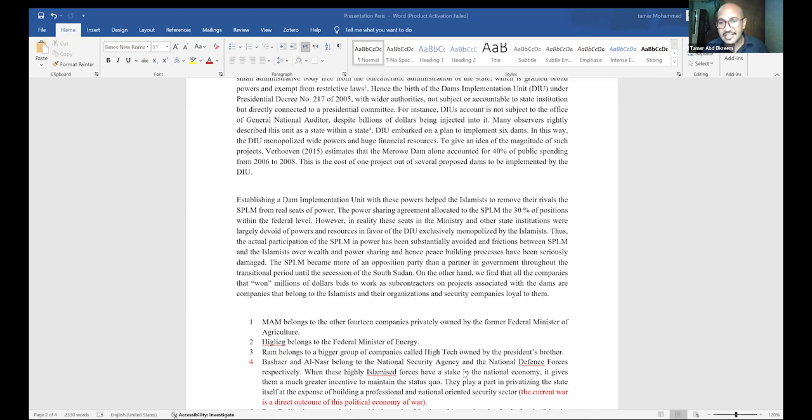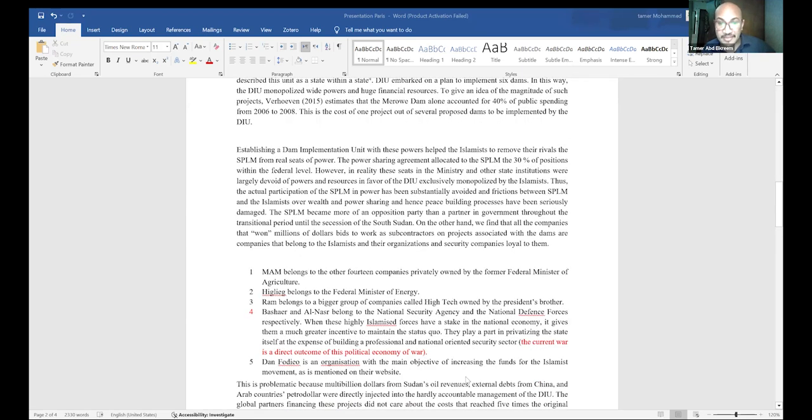On the other hand, we find that all companies which won, quote unquote, multimillion-dollar bids to work as subcontractors on projects associated with dams are companies that belong to the Islamists and their organizations, and security companies loyal to them. Just to give you a few examples, one of the big companies is called MAM, which belongs to a group of 14 companies privately owned by a former Federal Minister of Agriculture. Another company, Hijlij, belongs to the Federal Minister of Energy. RAM belongs to a bigger group of companies, and another company called High Tech is owned by the President's brother. Bashir and Nasr belong to the National Security Agency and National Defense Forces, respectively.